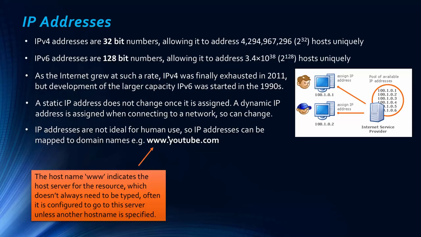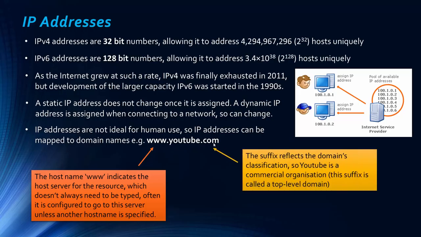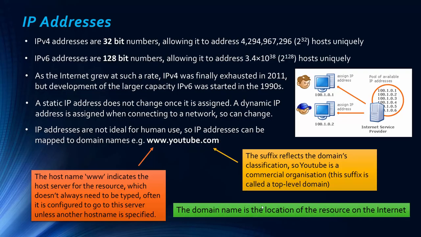Whereas a domain name, in a technical sense, is just connecting to the network, but it's often configured to go straight to the host server that displays the web page. So this suffix .com or .co.uk or .net reflects the classification of the domain. So YouTube is a commercial organisation, hence .com. And then you have .co, which is a company, and then .uk is our country code, and other ones have different meanings too. So really the host name is the individual device, and the domain name is the location of a resource on the internet.